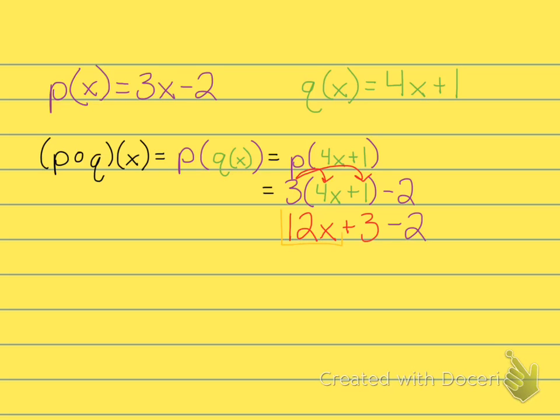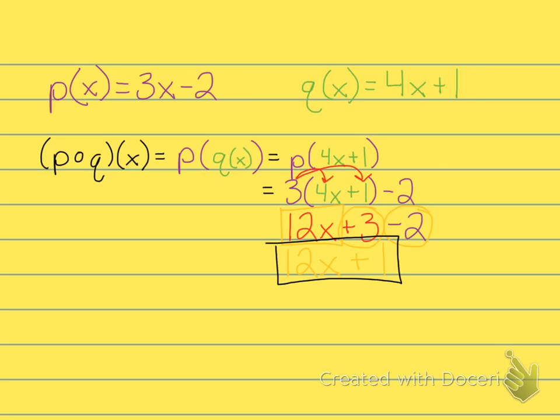Then combine like terms. Unfortunately, 12x doesn't have another x value to be combined with. So therefore, 12x just stays by himself, 12x. He doesn't have any friends to play with. And then plus 3 minus 2 becomes a plus 1. So the value for p of q of x is 12x plus 1. Notice how I still have x in my answer because I wasn't given a specific input value.